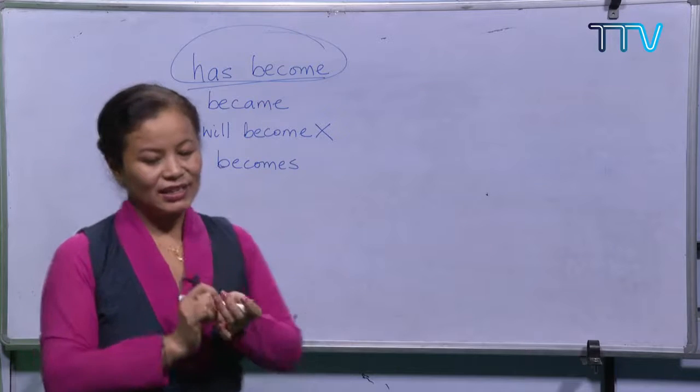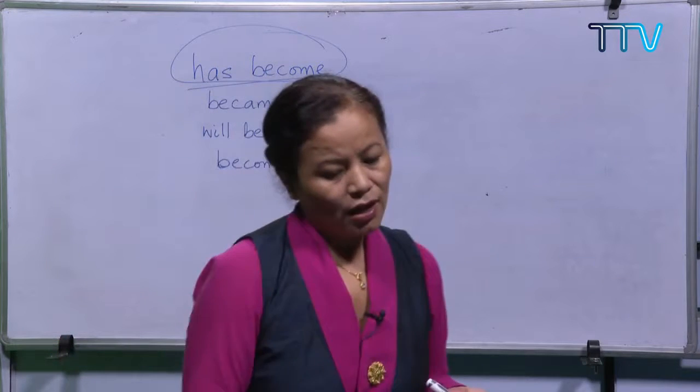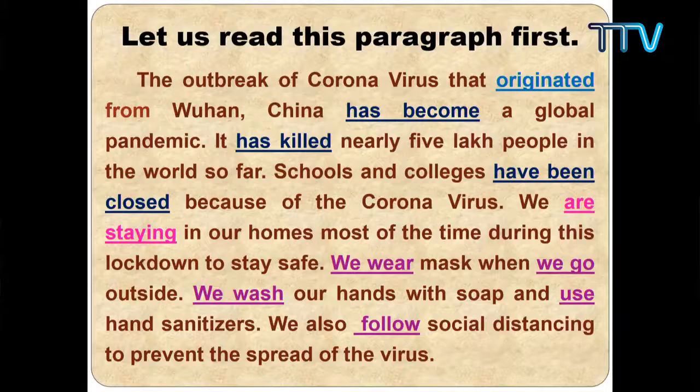Okay, let's look at another sentence here. It has killed nearly 5 lakh people in the world so far. So up till now, it has killed, right? It hasn't stopped. It's in a way like something that happened and then there is a connection with the present.